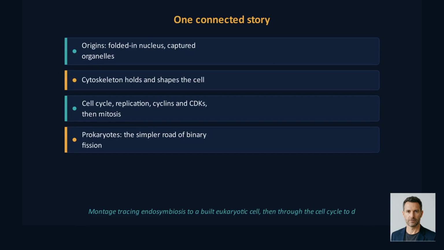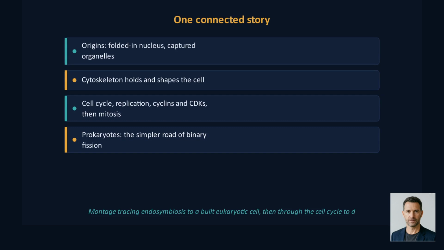The eukaryotic cell was assembled from captured and refolded parts, a nucleus formed by membrane folding inward, and mitochondria and chloroplasts taken in whole from free-living bacteria. Holding all of it together is the cytoskeleton, the protein scaffold that gives the cell its shape. When the time comes to reproduce, that cell runs an ordered cycle, spends most of it in interphase faithfully copying its DNA strand by strand, and lets cyclins and cyclin-dependent kinases decide when to proceed, before mitosis divides the nucleus and the cell becomes two.